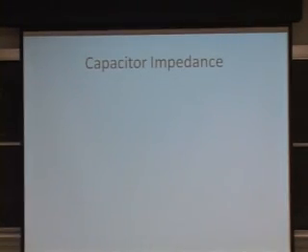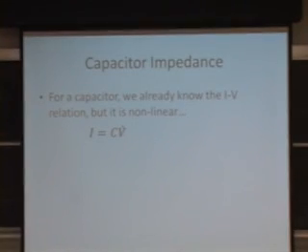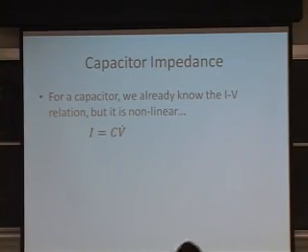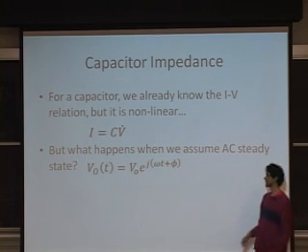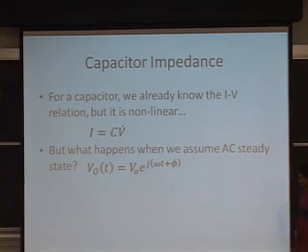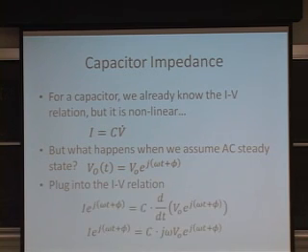So if we're looking, again, at AC steady state, we already know the current to voltage relationship of a capacitor. We've covered this before. The current is related to the change in voltage, the time derivative of voltage, through the capacitance C. So what happens if we assume AC steady state? Let's say our solution to the voltage, for example, is a complex exponential, V naught times e to the j omega t plus phi. What happens if we plug this into our capacitor relationship?